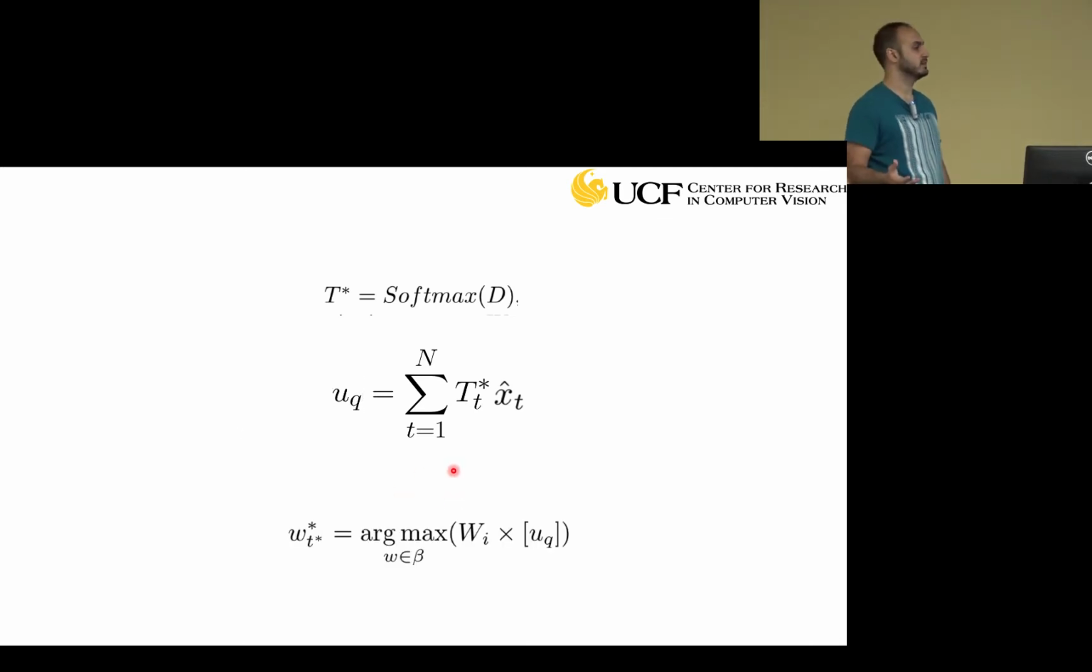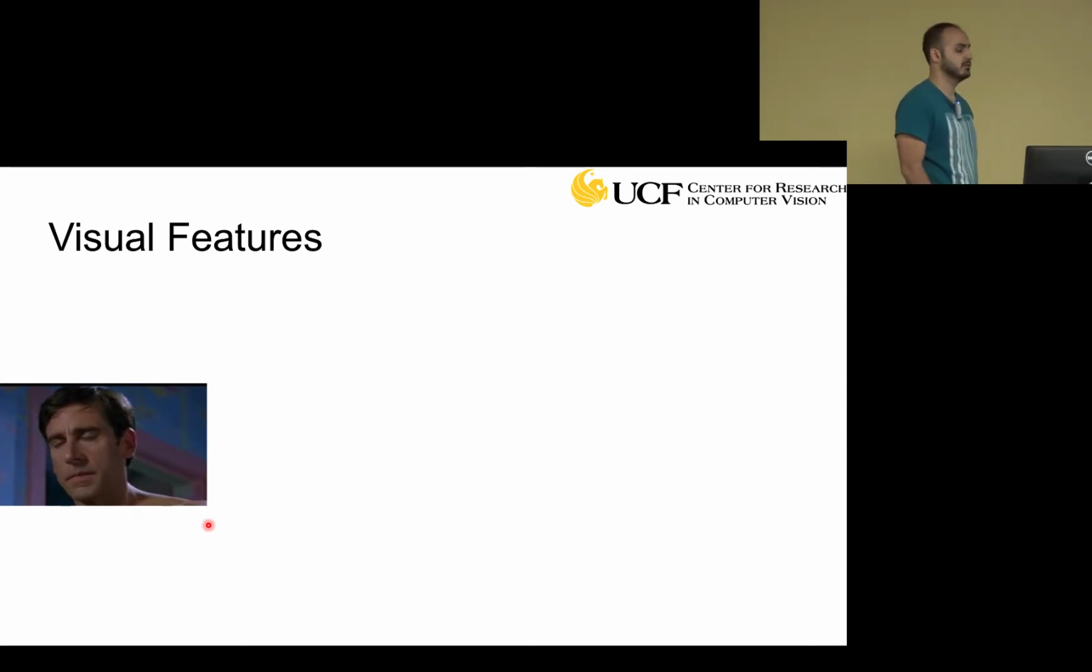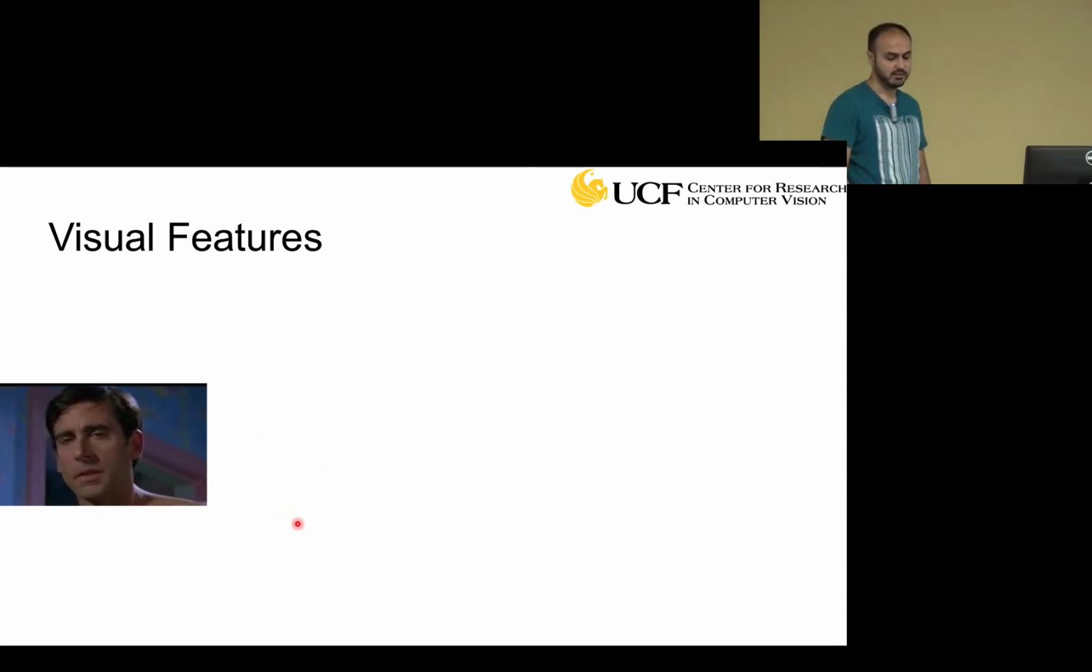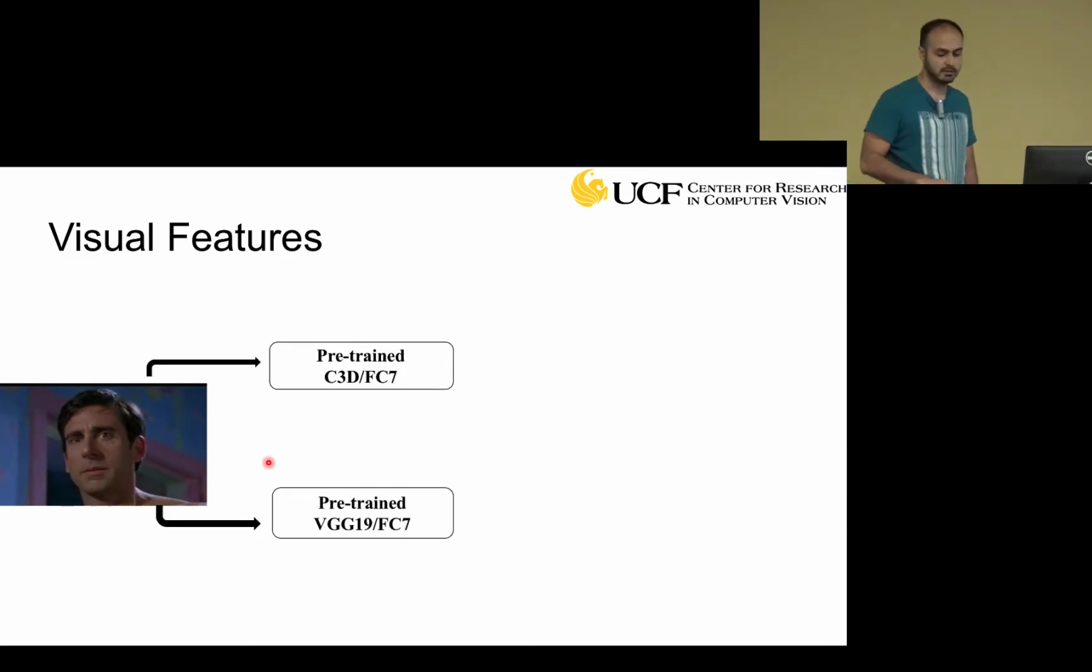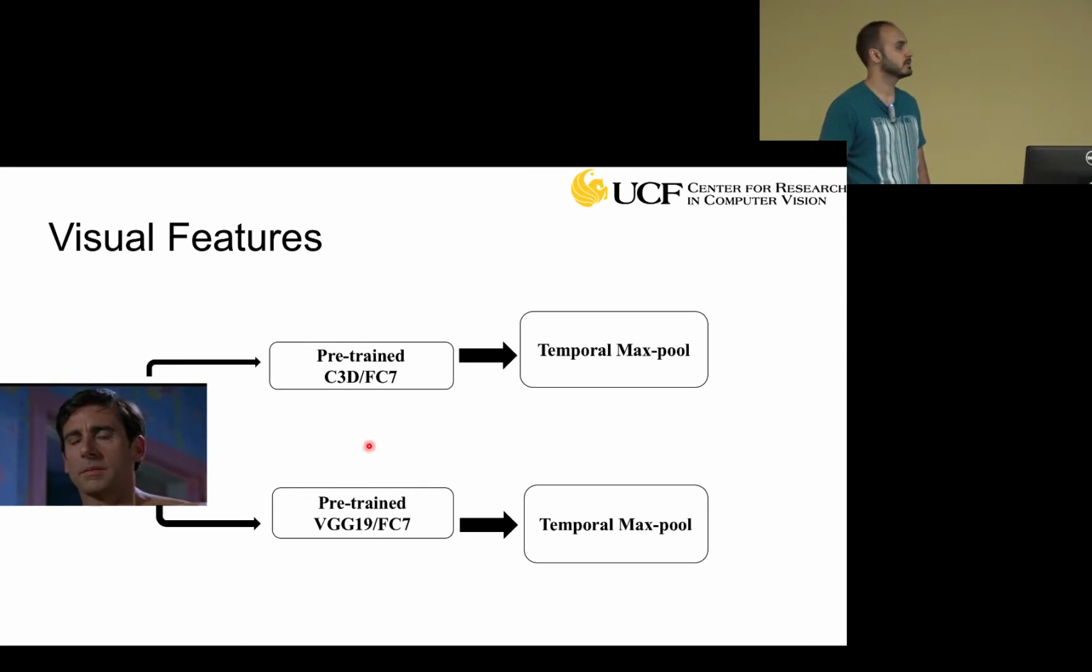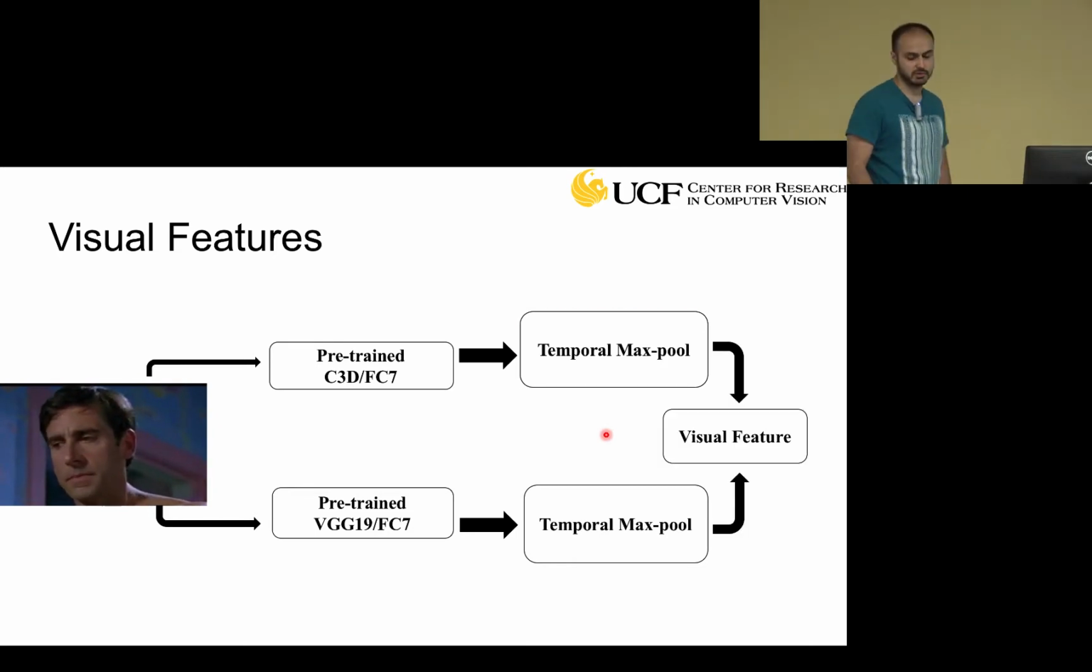And then basically we have a simple classifier here, which gets the u of q, which is the encoded sentence, and gives us the suggested correct word. So what about the visual features? What about the video? Given a video, we have used two pre-trained networks, C3D and VGG19, and we extract features from both of them. And then using a temporal max pooling, we aggregate the temporal information of these features, and we return the visual feature.